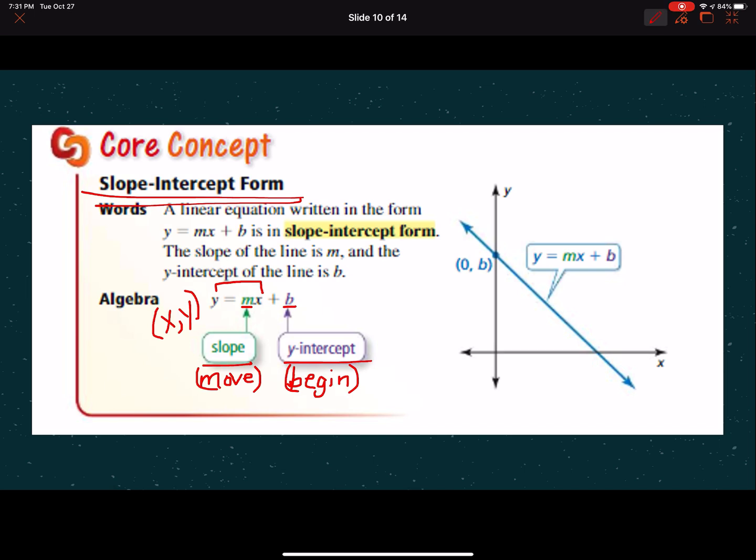Now, one other note to mention, b, if you'll recall, is our y-intercept. So that's the point where it's going to cross the y-axis. It could be positive if it's above the 0 on the y-axis. If it's below the 0 on the y-axis, it could be a negative value. So depending on where it's located, your b could be plus or it could be subtract.